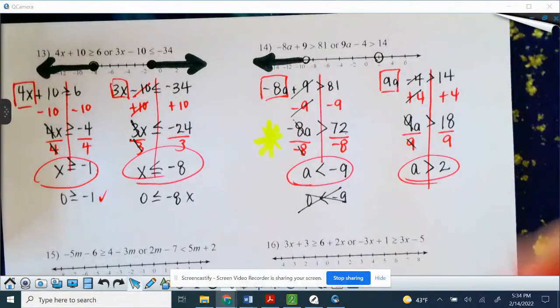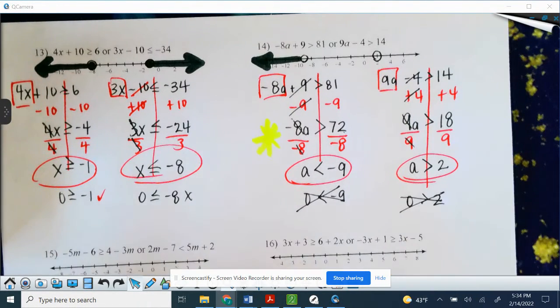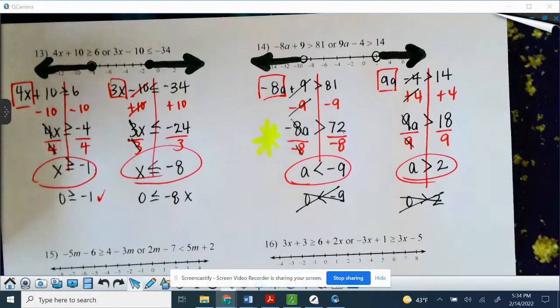And then if we do our test point, is 0 greater than 2? It is not. So you are not going to shade towards 0. You are going to shade away from 0, which is perfect because that keeps our arrows going in opposite directions as they should for an OR function. All right, and open circles because there's no equal to.